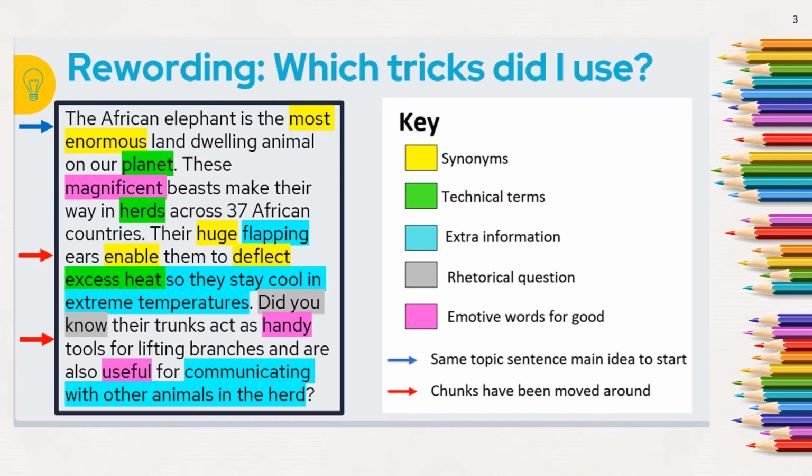So in the last video, we talked a lot about which rewording tricks we can use to make things look really different when we create our own assignment. We talked about changing things so that there are synonyms, moving chunks around, adding lots of extra information and adding some persuasive devices so that in the end your writing looks a whole lot different to the article that you have read on the internet. And of course, you've got to also list where you found that information.